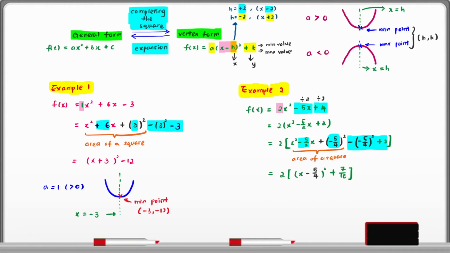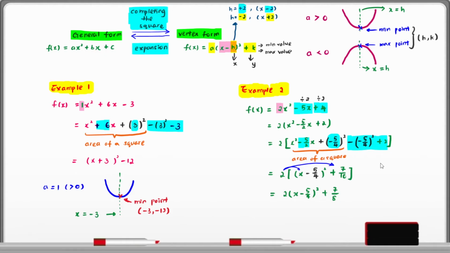Next, we're going to do the expansion part. So here you're going to have 2 times bracket x minus 5 over 4 squared. And when 2 multiplies with 7 over 16, you're going to get 7 over 8. So this is the vertex form for example number 2.